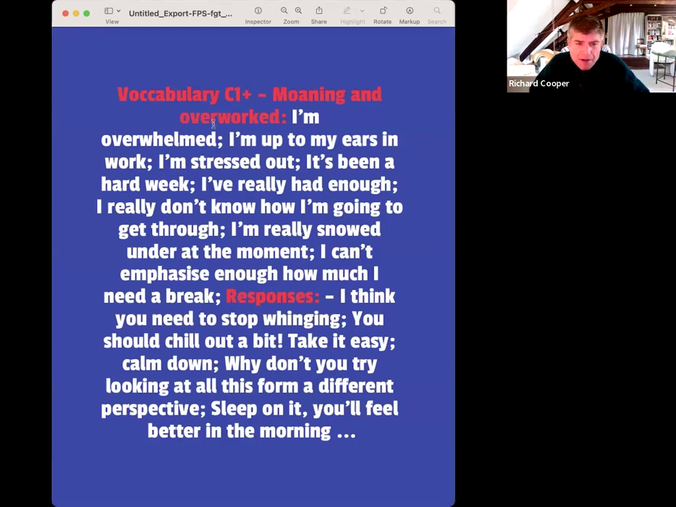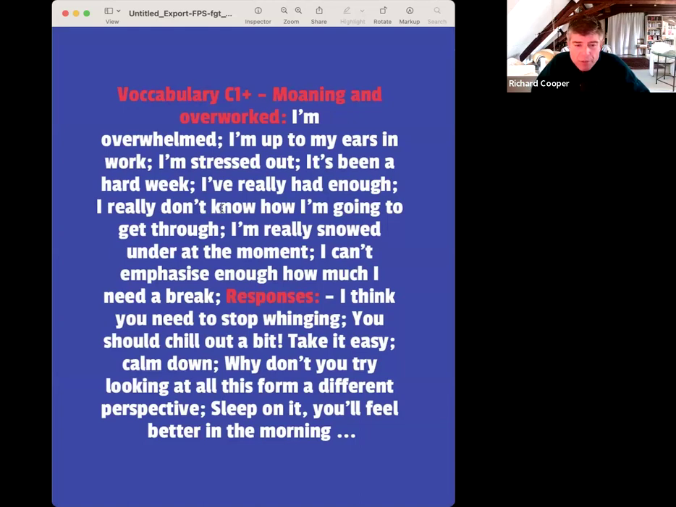So we've got some examples here of how we might express this. I'm overwhelmed. I'm stressed out. It's been a hard week. I've really had enough. So we've got two good examples of the present perfect here. It's been, I've had a hard day, using present perfect. It's been a hard week. I've really had enough.